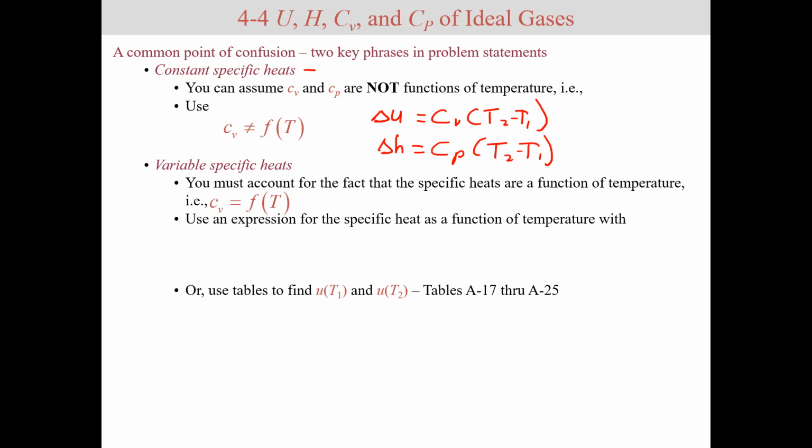If I'm going to assume variable specific heats for internal energy and enthalpy, that means I go to the table. I go to T2, find the corresponding internal energy, and subtract the internal energy that I find for T1, using the values in tables A-17 through A-25. The change in enthalpy would be the enthalpy at state 2, depending on the temperature at state 2. Now remember, this isn't H2 times T2. This is H2 evaluated at T2 minus H1 evaluated at T1.